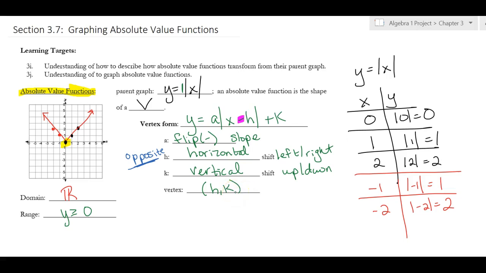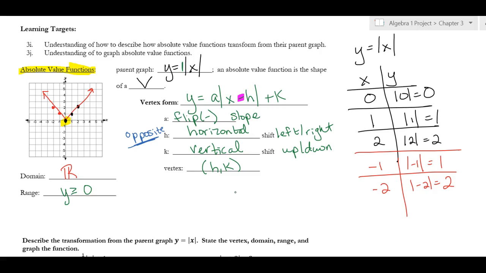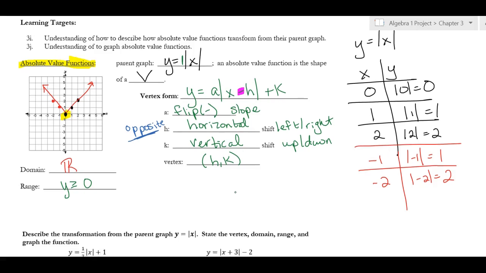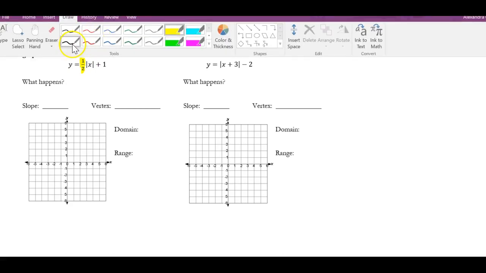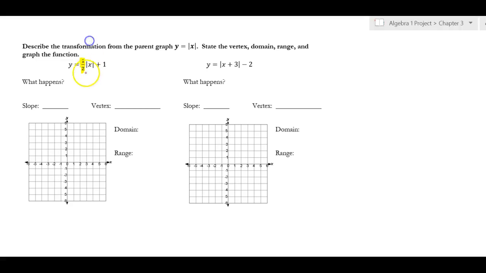All right, so we're going to do a couple of these problems. It may seem very confusing right now, but after you do some, it'll make more sense. Okay, so what happens? So each number that's not the x and not the y does something. So this first number is the slope. So that slope gets flatter because it's, instead of going up 1 over 1, it's up 1 over 2. And when something gets flatter, that's called a shrink.